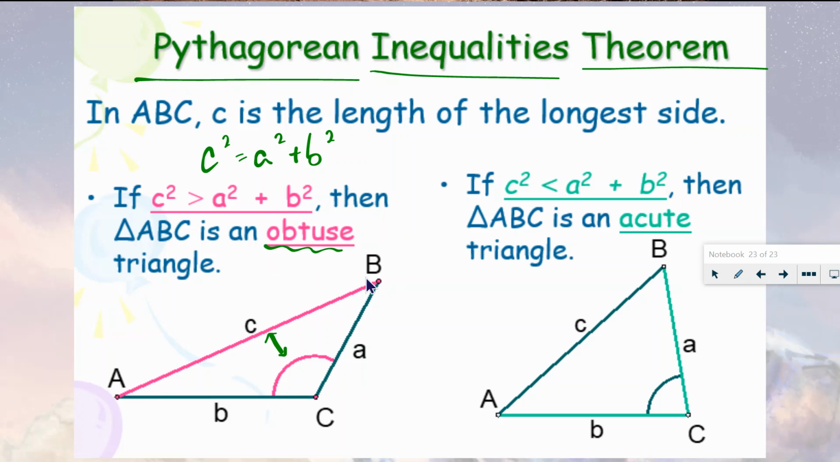If this side is too large, if that C squared is greater than A squared plus B squared, then this is an obtuse angle because that grew. If that shrinks down a little bit, then this shrinks down a little bit, making that an acute triangle instead of a right triangle.